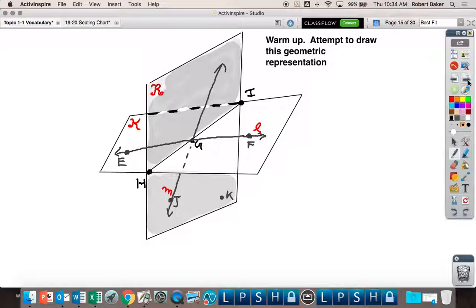Plane EIF would work because there are 3 points not on the same line. That's on plane K. All right, so let's talk about this one. What is the intersection? Did we skip intersection? What is the intersection of the white plane and the gray plane? G. Did anybody think H? Did anybody think I?